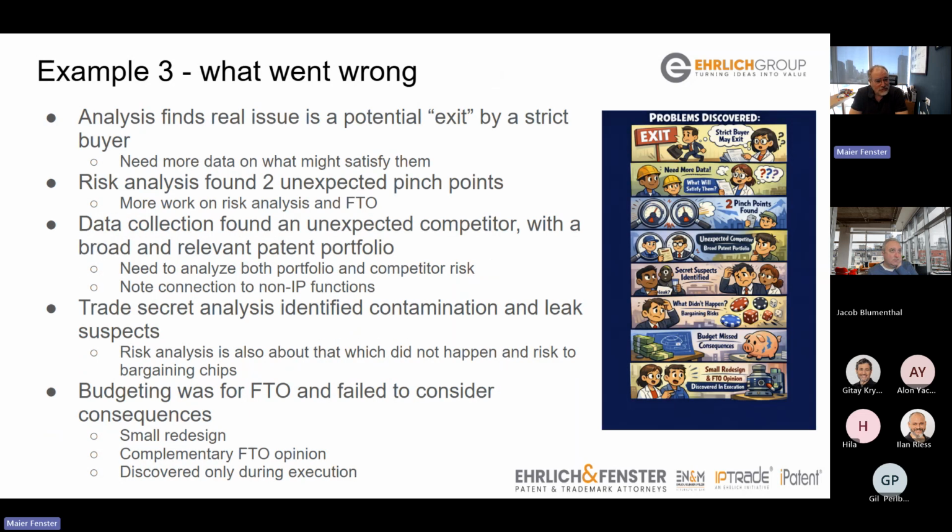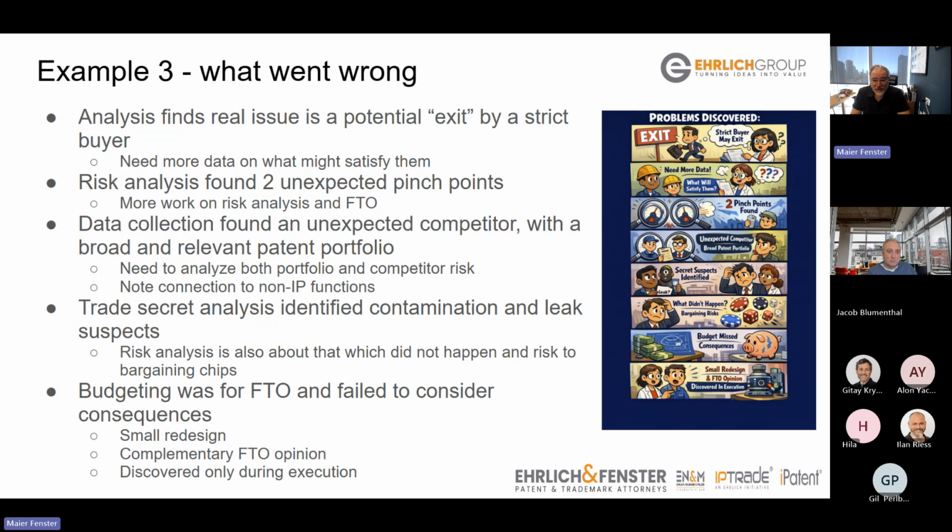And guess what? Turns out a real issue is that the company wants to exit, to sell a product line to a buyer who's very strict about freedom to operate. In that case, you're going to need to have more data on what being strict means. You did risk analysis and you discover that there's more work than you expected because there are two other places where you have a risk.